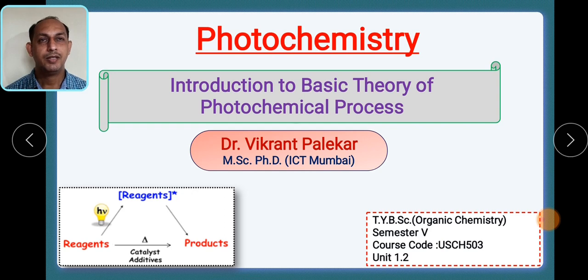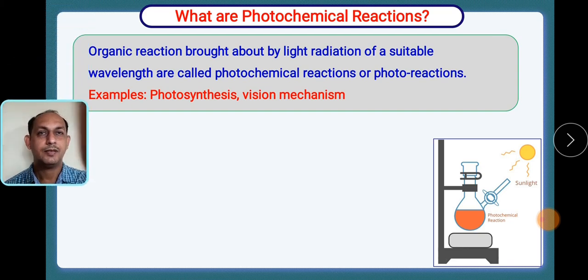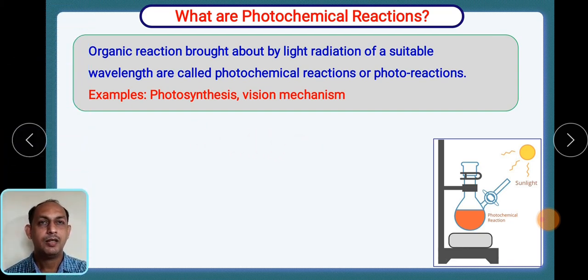But photochemistry is a branch of chemistry in which photochemical changes are carried out in order to convert the reactants into the products. Let us see what basically photochemistry is. This is an organic reaction which is brought about by light radiation of suitable wavelength, called a photochemical reaction or photoreaction. Basically, light radiation is used in order to carry out the reaction.